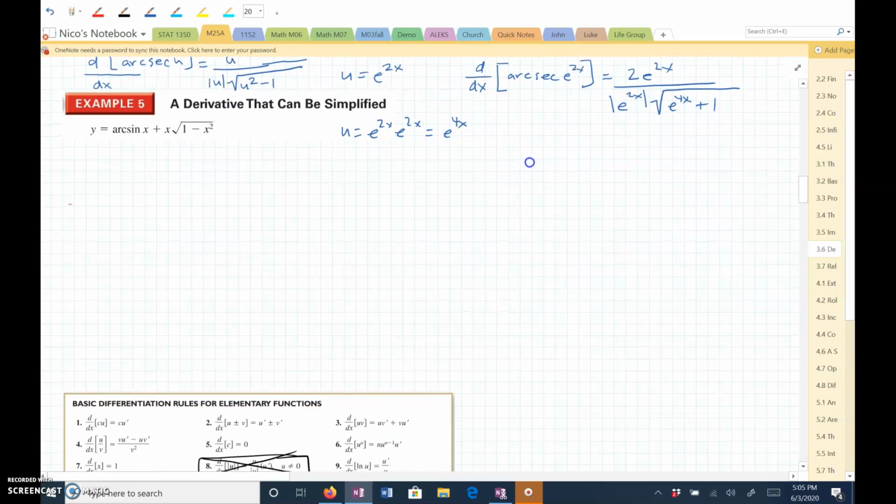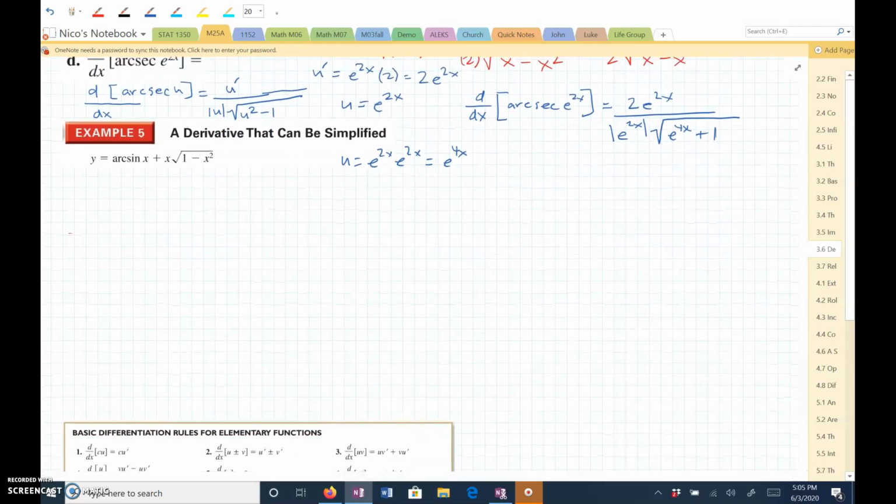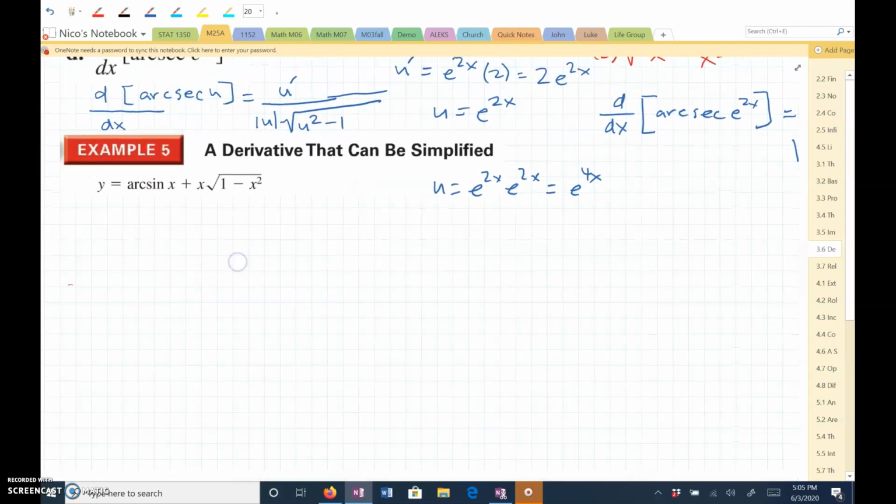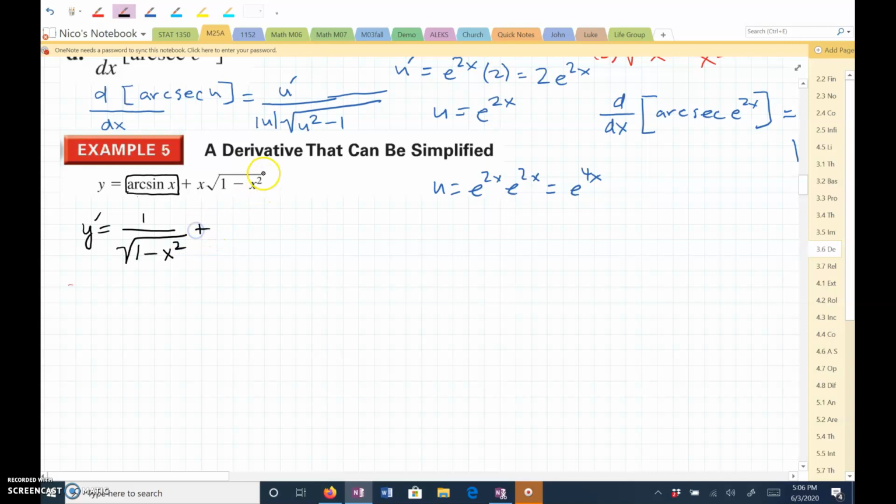Alright, let's look at example 5. So the derivative here, y prime, well, we know the derivative of arc sine of x is going to be u prime, so that's going to be the derivative of x, which would be 1, all over the square root of 1 minus u, where u is x, so this would be x squared, plus, notice here, this is the product rule.